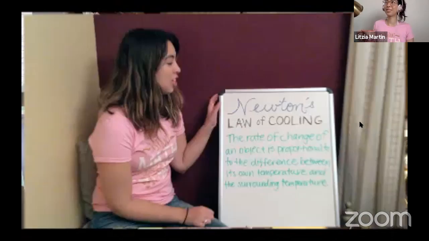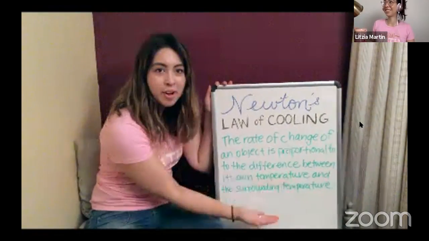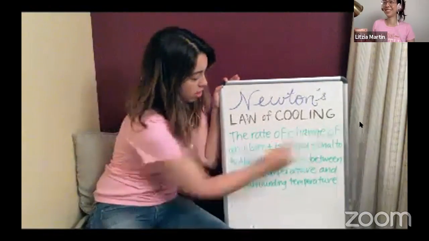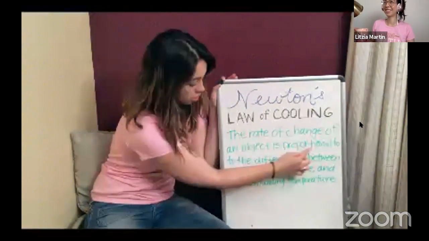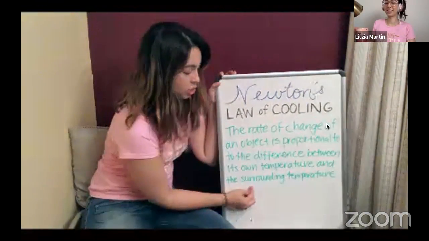Have you ever wondered how long you should have waited before taking a first sip out of your coffee instead of getting burned like Miss Martin just did? Well, now Miss Martin is going to help us figure this out using good old calculus. So this is the perfect opportunity for us to use Newton's law of cooling. Newton's law of cooling says the rate of change of an object is proportional to the difference between its own temperature and its surrounding temperature.